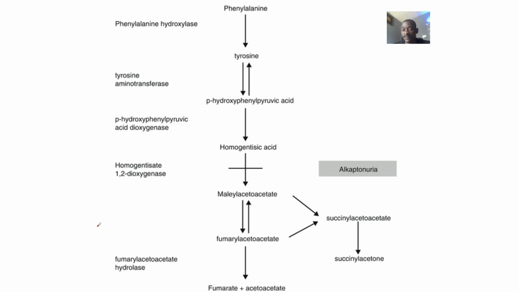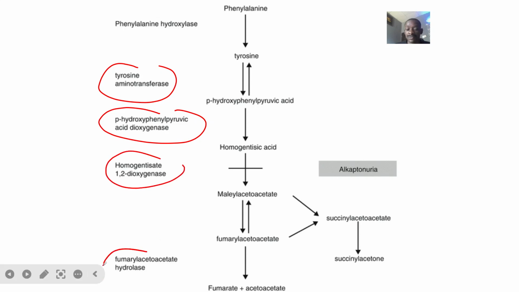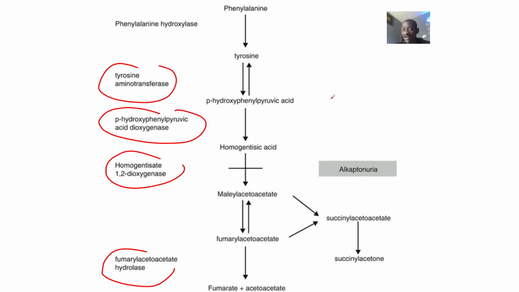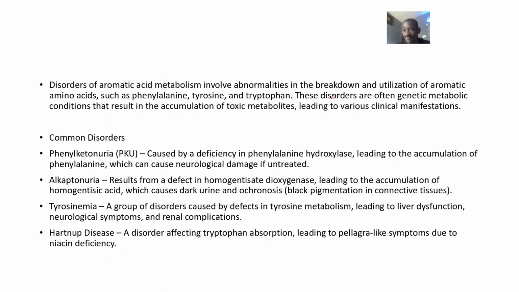So this is it. Alright. We have a pathway here where phenylalanine is supposed to be converted to fumarate and acetoacetate. So you have enzymes that are mediating this pathway. So if there's a lack or shortage of any of these enzymes, you now have a buildup of the products. You understand? So disorders of aromatic acid metabolism just involve abnormalities in the breakdown and utilization of aromatic acids like phenylalanine, tyrosine, or tryptophan. Okay.